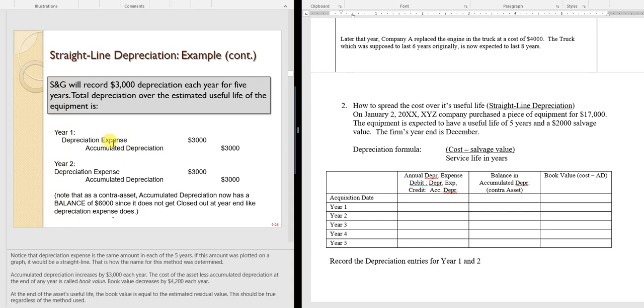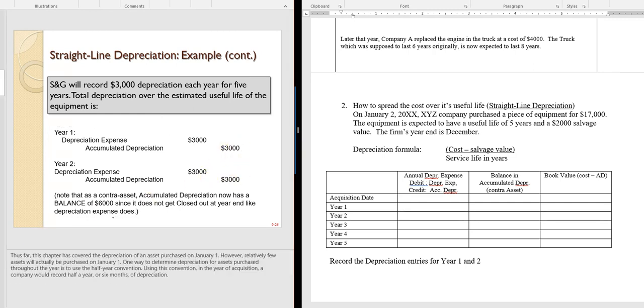In year 1 is depreciation expense, accumulated depreciation, and year 2 it's depreciation expense, accumulated depreciation. Don't make the mistake of putting $6,000 in the journal entry for year 2. That's a common mistake students make. You do not put $6,000 in there in year 2 because it accumulates. So this $3,000 is already in there. So when I add another $3,000, it now has 6. So first of all, your journal entry wouldn't balance if you put $6,000 in there. And second of all, you would have had $9,000 in accumulated because this $3,000 is still there.